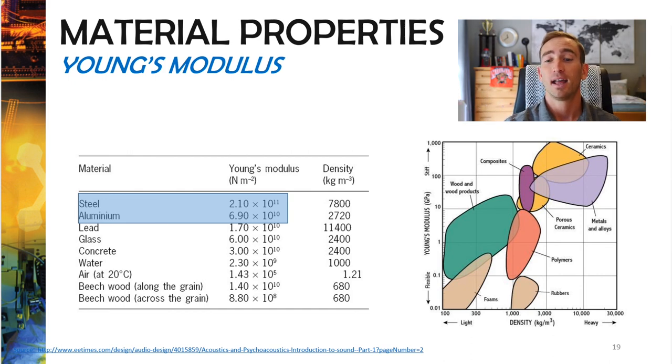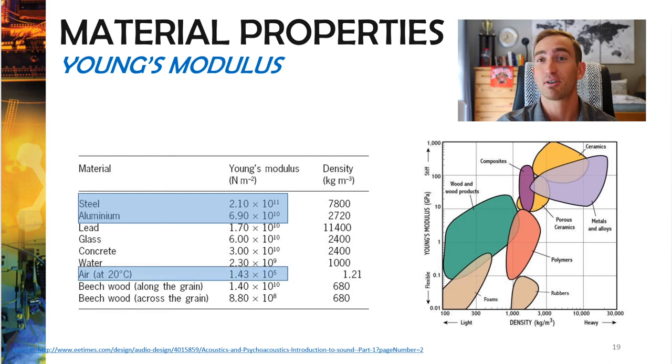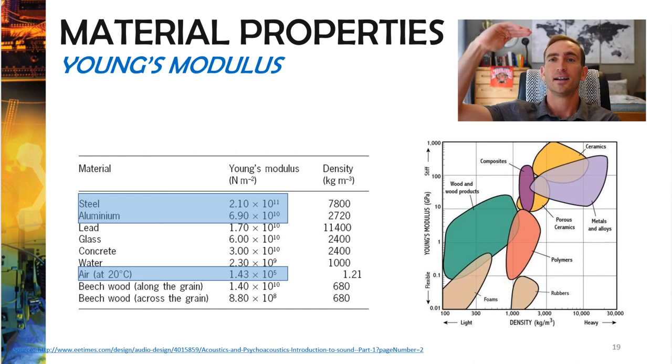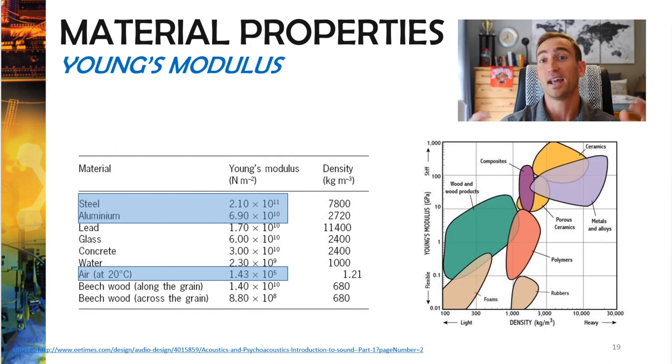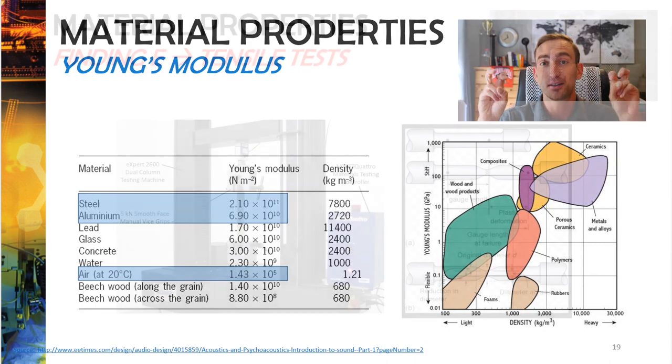And one of the weird things on this table is that air is listed. If you look at the Young's modulus of air, it's very low. And you might think, what? Who's building a structure out of air? Well, really what this means is if you put air in a container and you compress the container, the air is very compressible, right? That's why it has a very low value of Young's modulus. Air, in a way, is very stretchy.